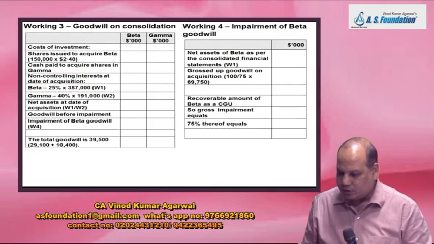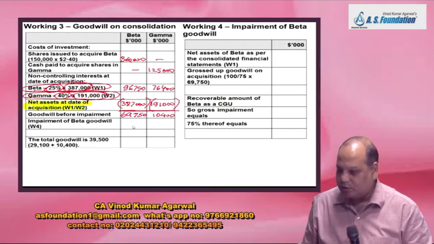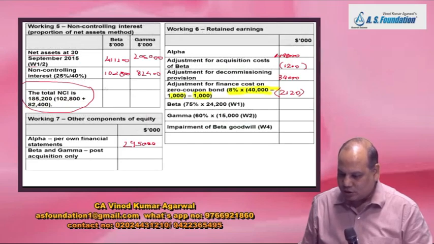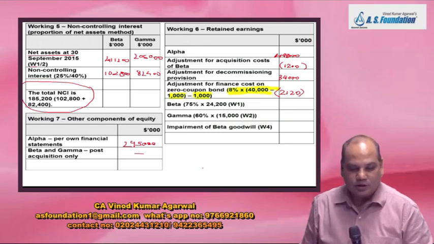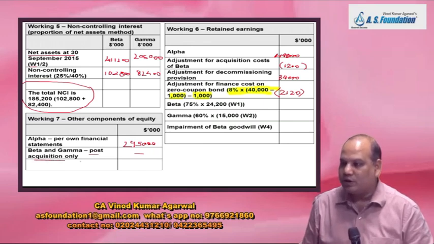So now what is pending? Impairment of goodwill is pending. Working note number 4 is pending. Then non-controlling interest is over. Other component of equity, in both cases there is no change. Neither beta nor gamma has any post-acquisition other component of equity. Yes or no? So nil write down.